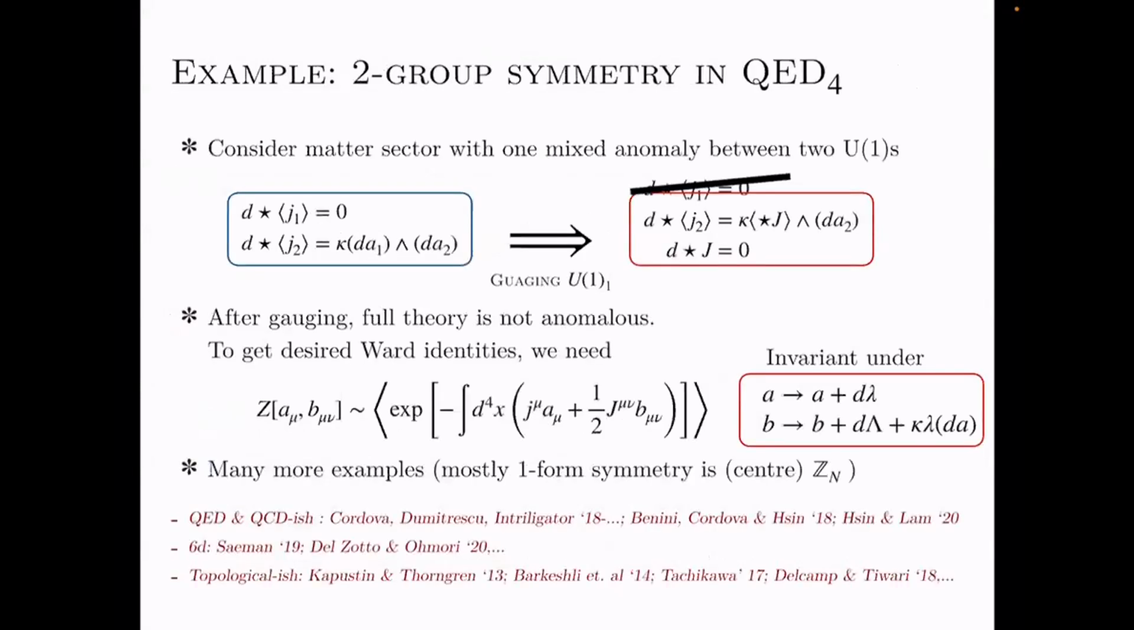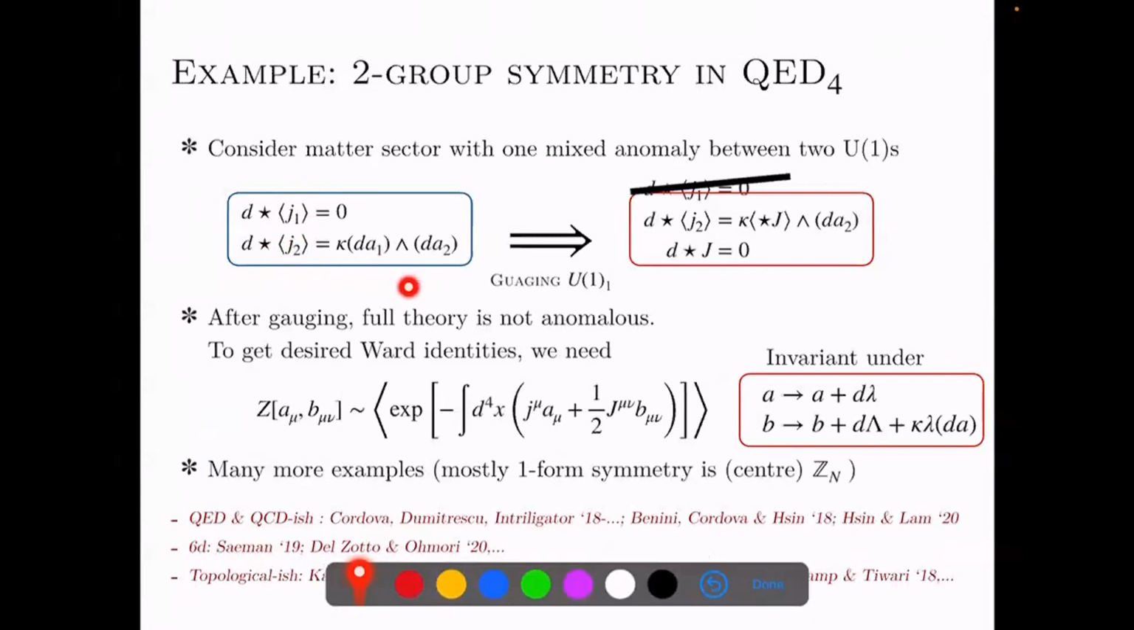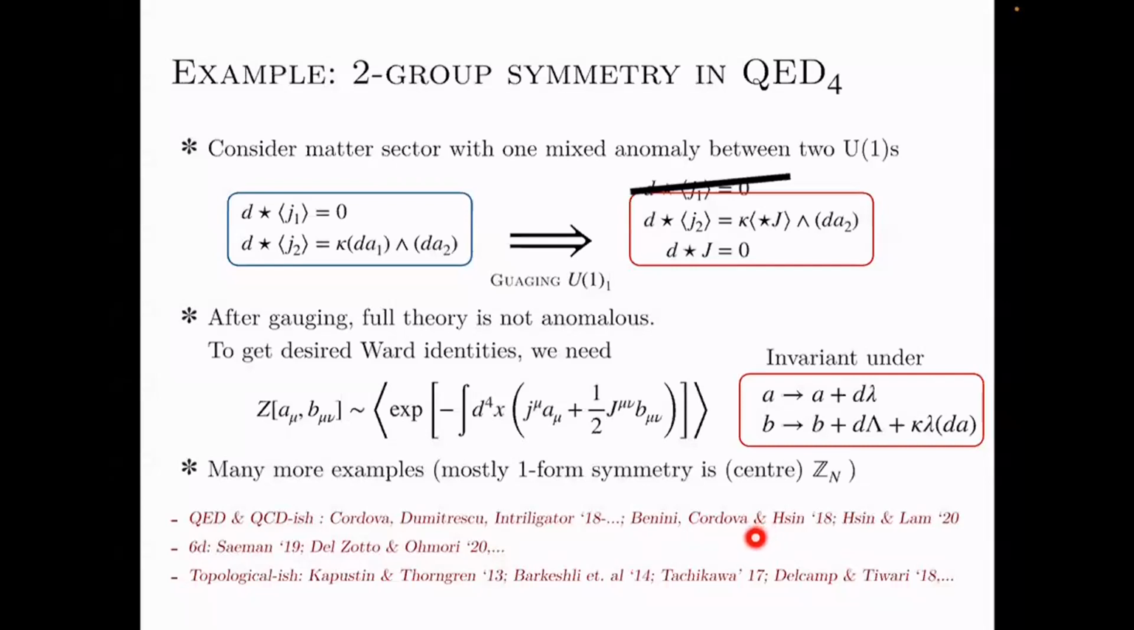Okay, so now we go to the interesting example of a two-group in QED. It's kind of like the same QED, but the matter sector is a bit more complicated. Before gauging, and I'm just advocating against gauging, but to orient ourselves, let's try the gauging picture anyway. So you have a system with two U(1)s with two conserved currents J, and they couple to the two background fields A1 and A2, and there is a mixed anomaly between them.